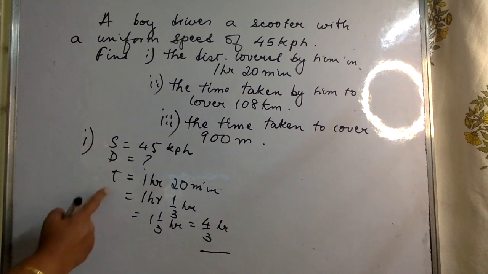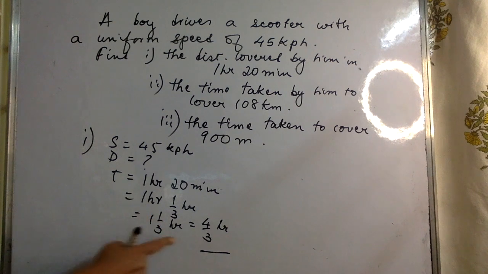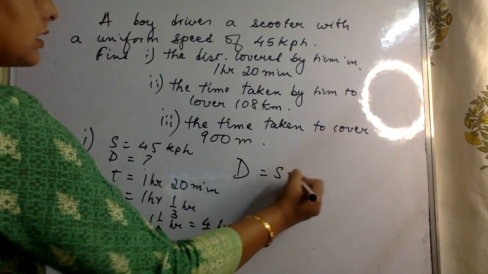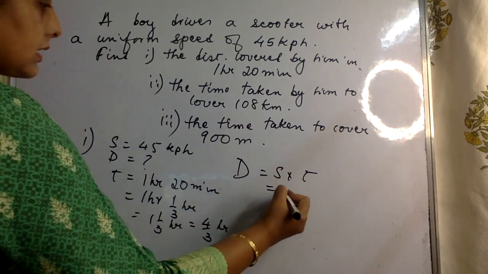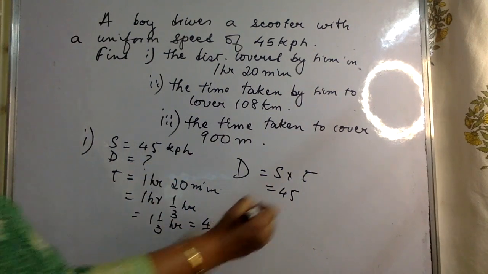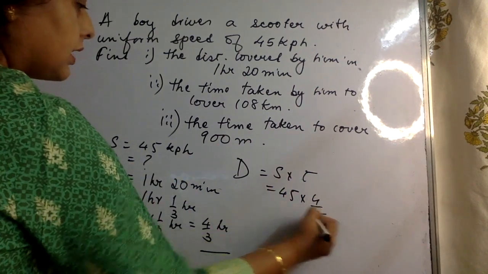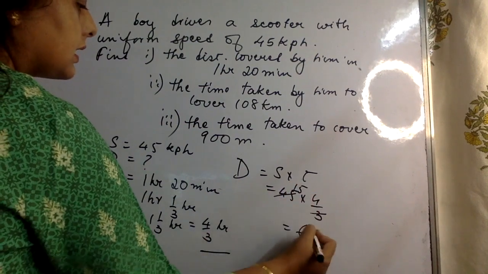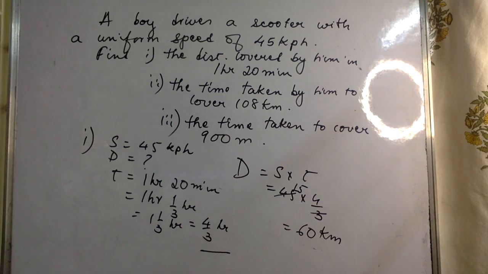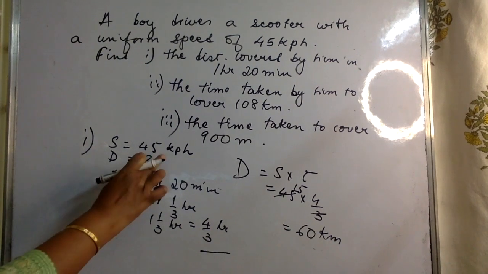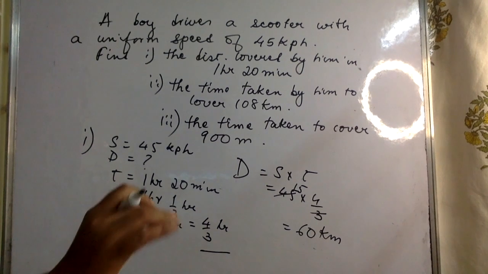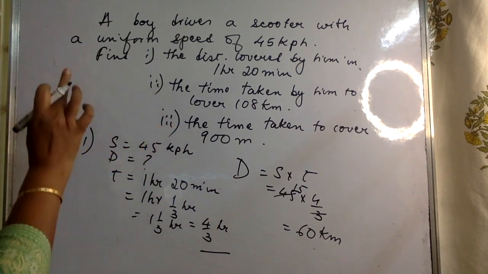Okay, now we want the distance. Distance covered in this time at this speed. So distance is equal to speed into time. So speed is 45. Now the units are matching. You see, hour here, hour here. Into 4 by 3, that is 60 kilometers. Why did I take kilometers? Because I have kilometer over here. Okay, so this is the answer to the first question.